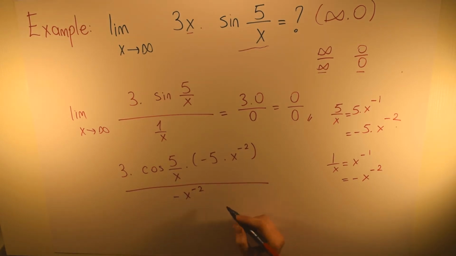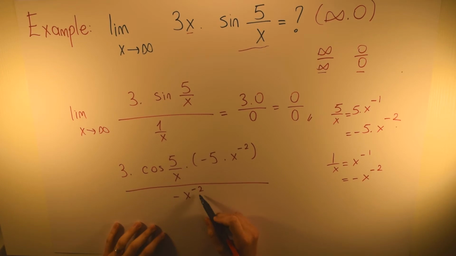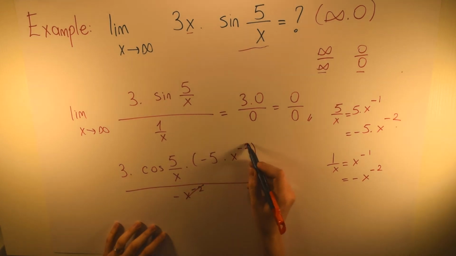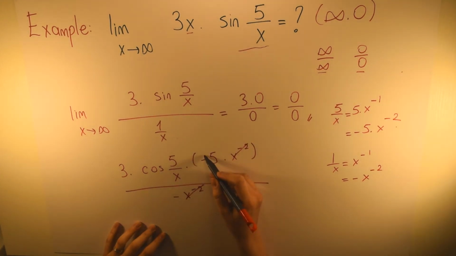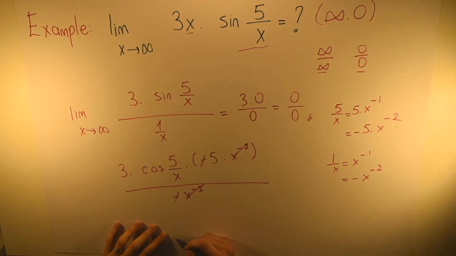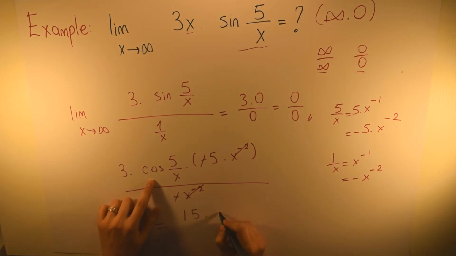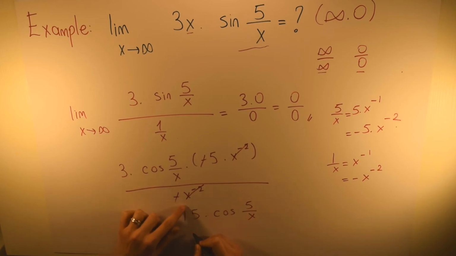Now, I have here x to the power of minus 2, so these can cancel out each other, and I will cancel these signs. From here we will get 3 times 5, it's 15 times cosine 5 over x. Yes, we don't have anything in the denominator, so this is our solution.